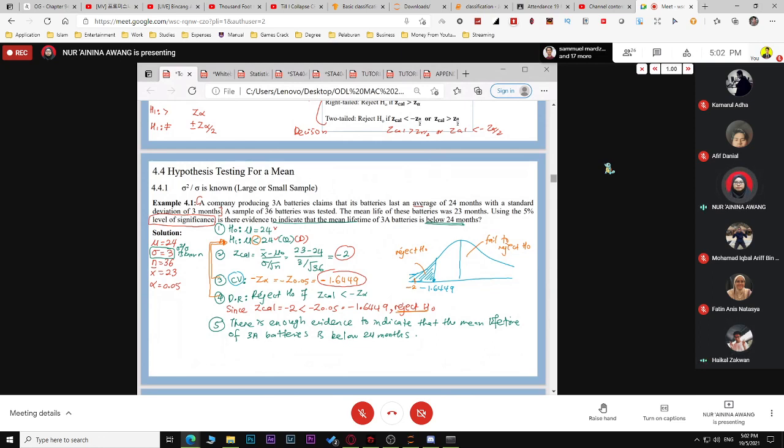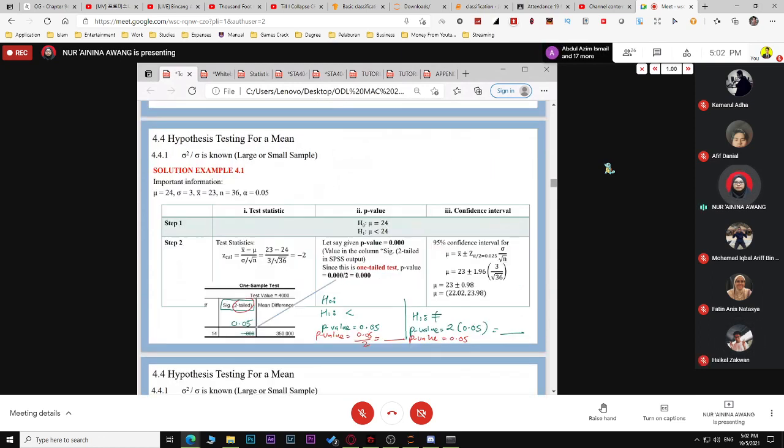Alright, so this is an example. For the first method we use the formula, and for the second method, if the question gives you output, like this example which has output, you look at the case. Since the case is less than, we know the p value given here is for two tail. That's why you have to divide your p value by two.